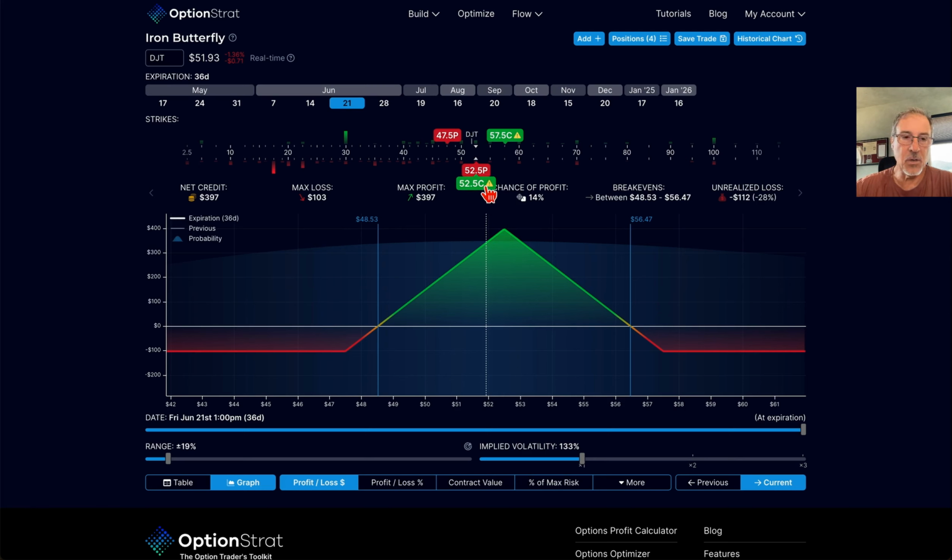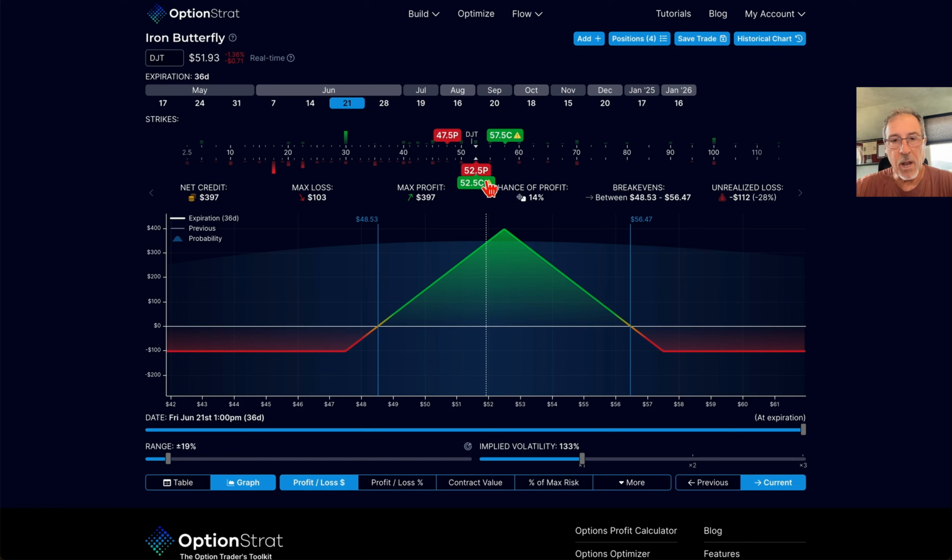Now, I tend to do this with a butterfly. As far as I can tell, this will only work with a butterfly because of how much money we can potentially get for these short strikes right here. And I need to do a consistent width on my wings. So I'm doing 5 point wide wings here.